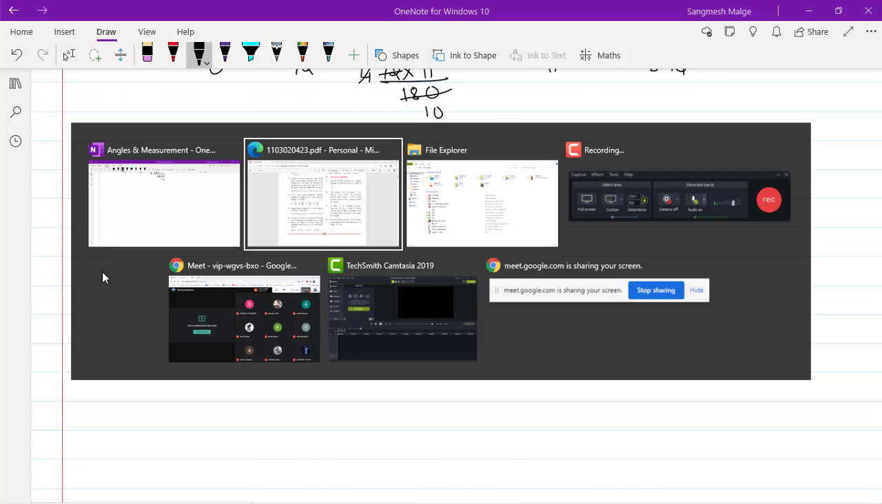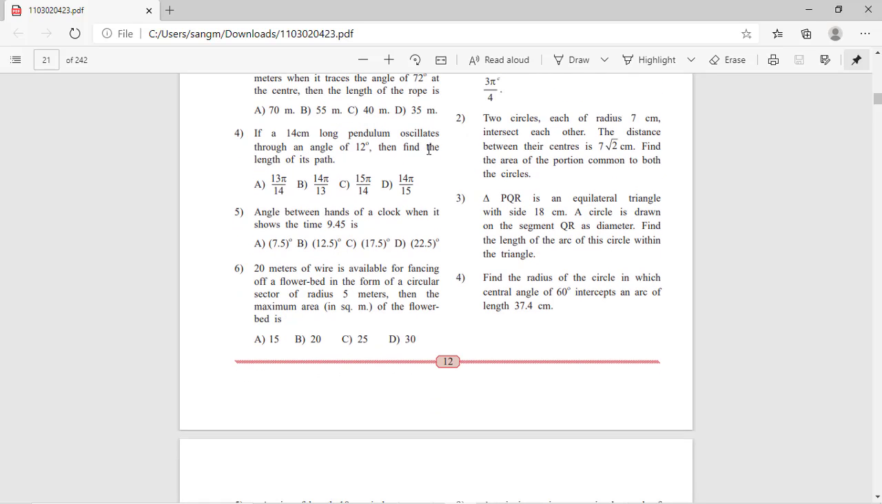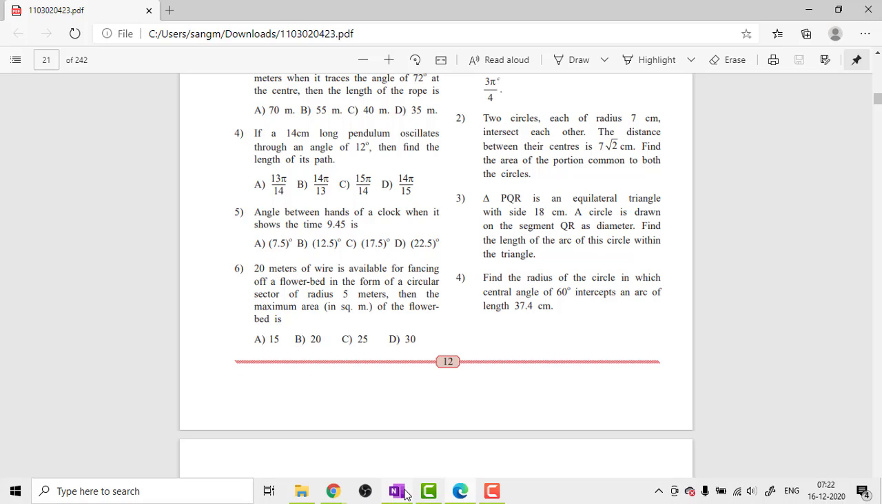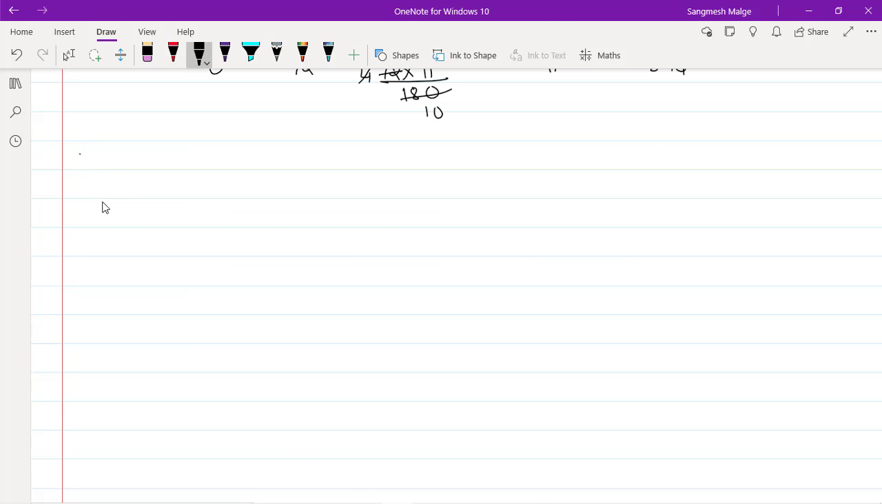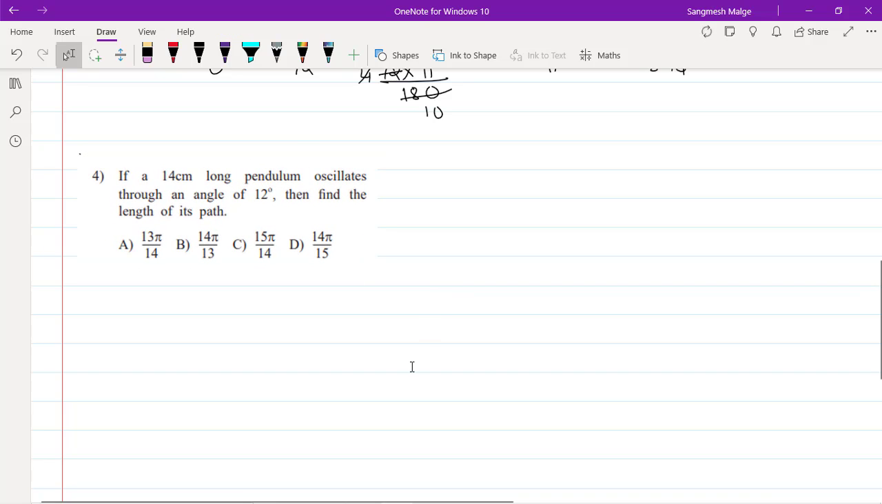Question number 4. If a 14 centimeter long pendulum oscillates through an angle of 12 degrees, this you can do. I think the pendulum question we have already done. Again, let me give you the hint also. If a 14 centimeter long pendulum oscillates through an angle of 12 degrees, then find the arc length.